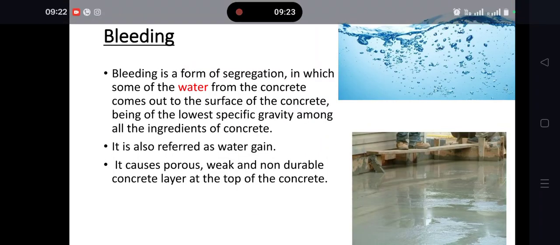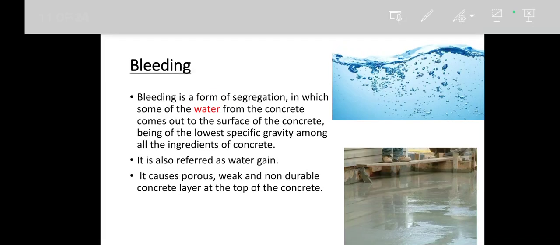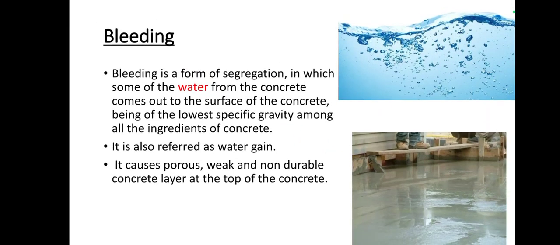So next topic is bleeding. As I told, bleeding is a part of segregation where water alone will come to the top surface. If you add excess water, this will take place. Water gains to the top surface. Whenever we make concrete, we can see a thin layer of water deposited, and sometimes it will mix with the cement, and it is called laitance.